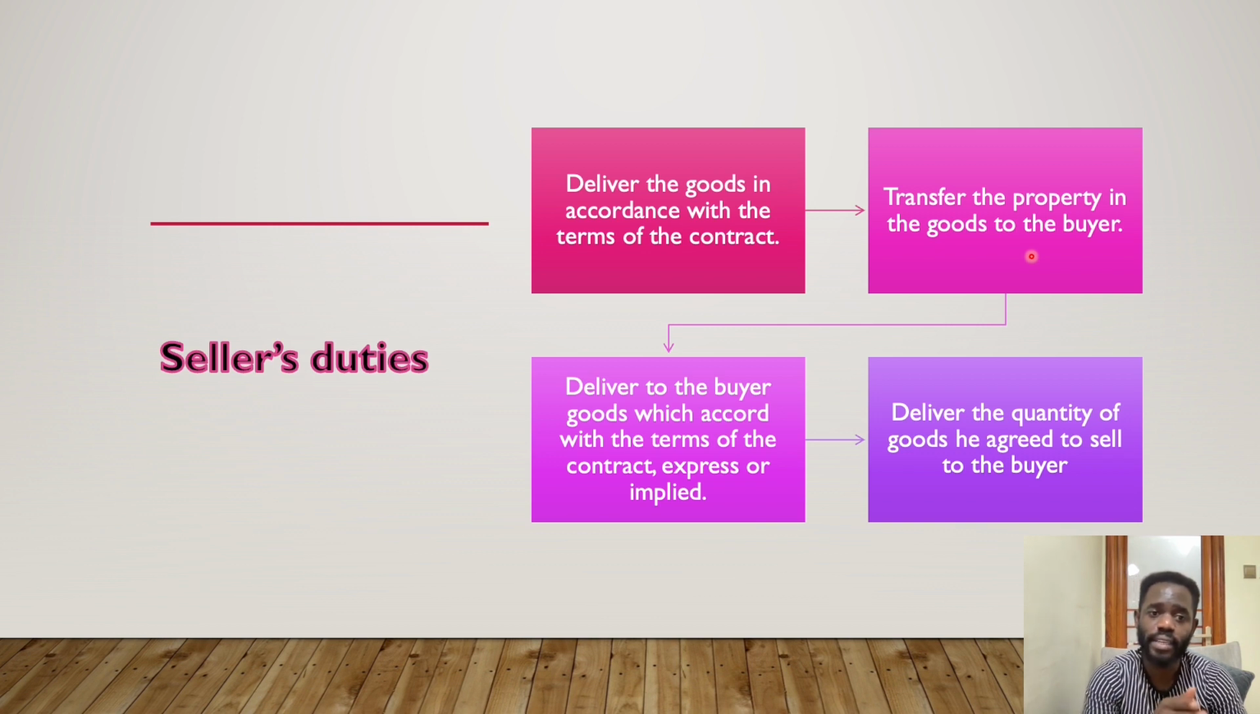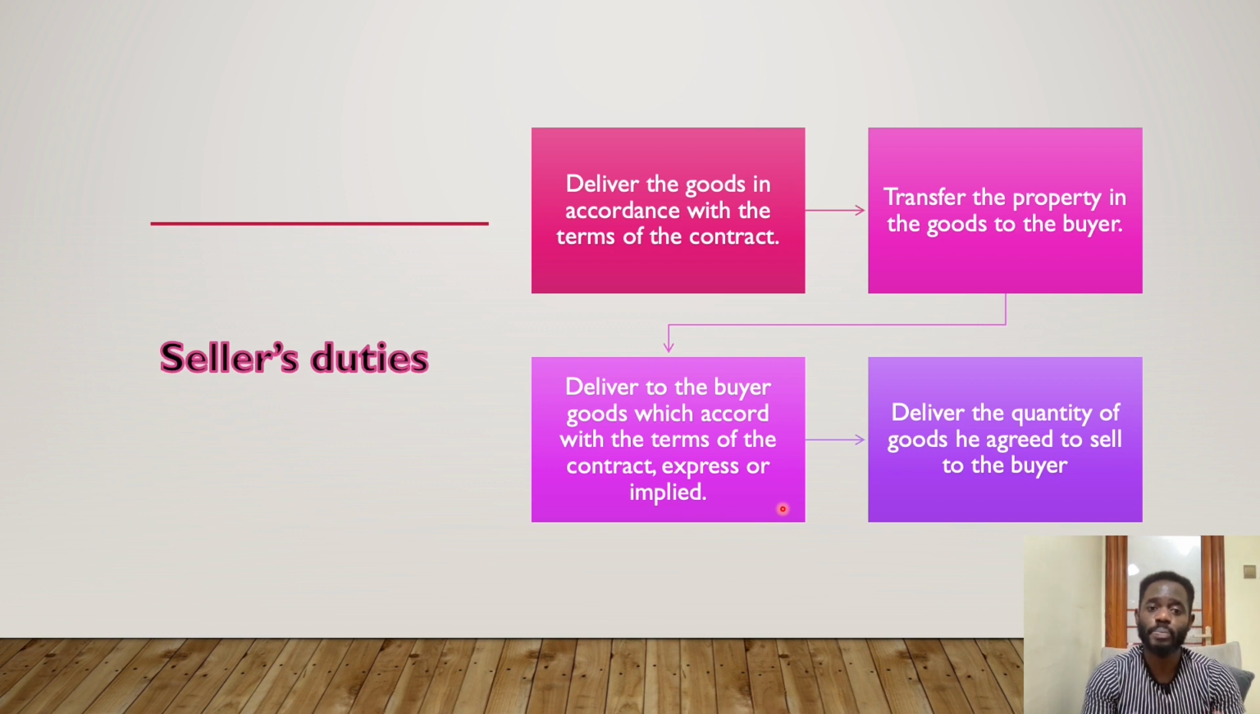Now, this takes us to the next key point, which is that a seller must deliver to the buyer goods which accord with the terms of the contract, express or implied. And we discussed what express or implied means in our previous videos on commercial transactions.